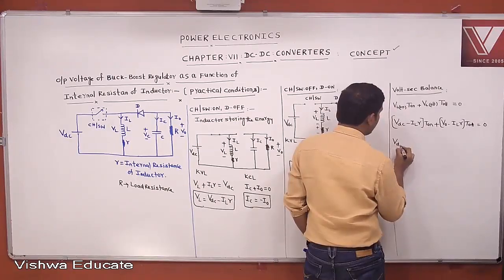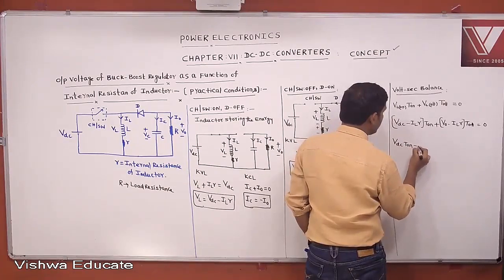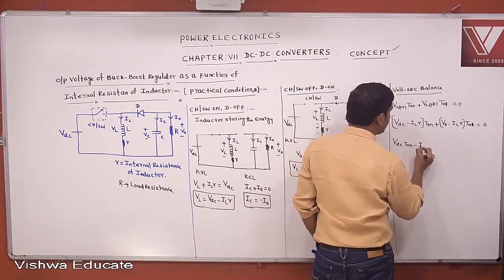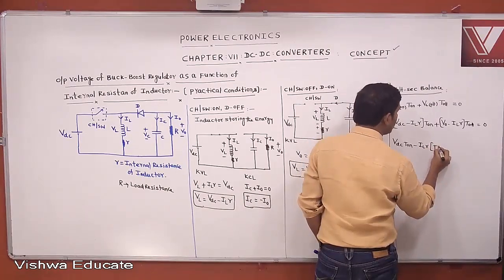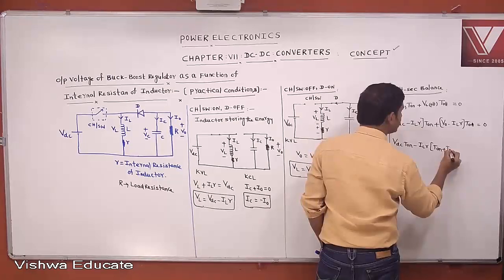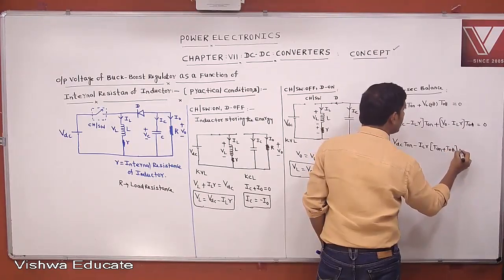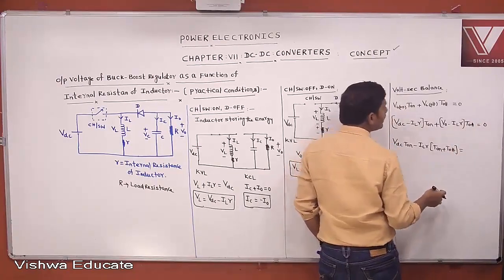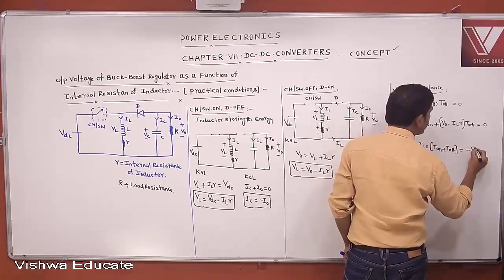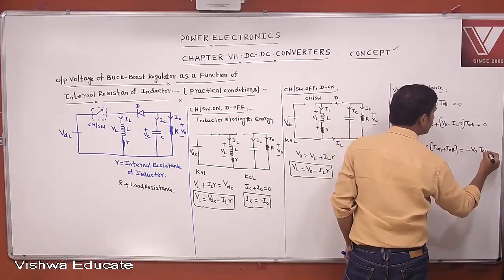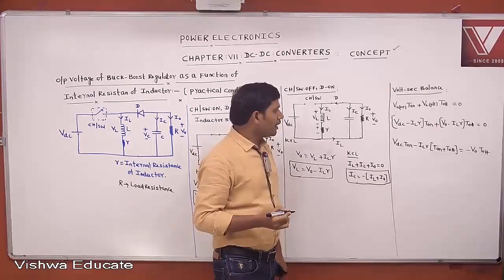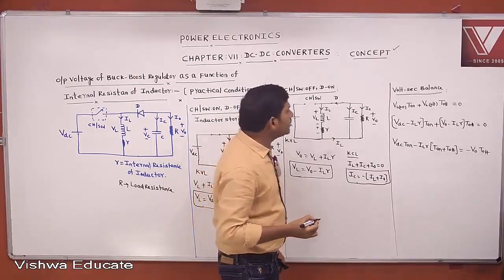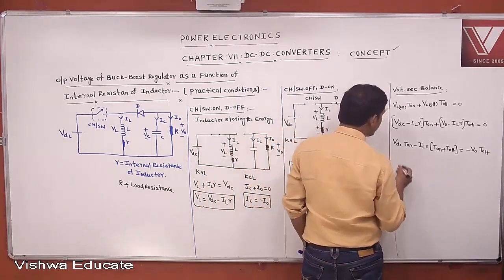VDC into T on minus ILR into T on is common. Then what we get? T on plus T off is equal to, you bring this side, V naught minus V naught into T off. Is correct?